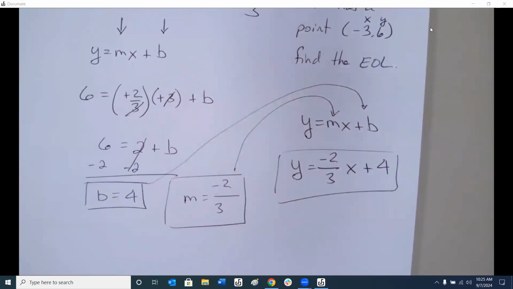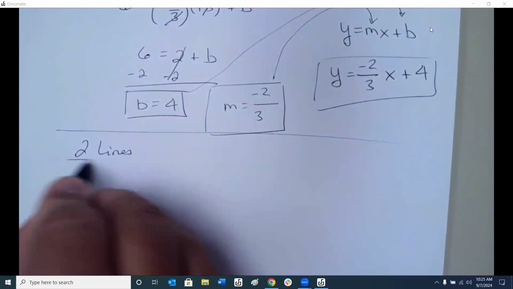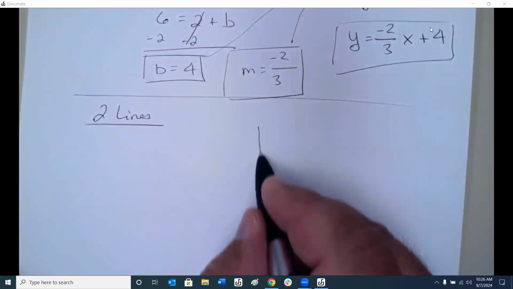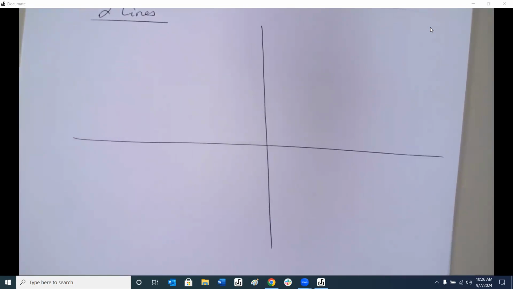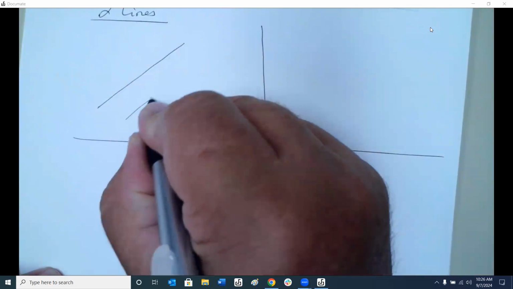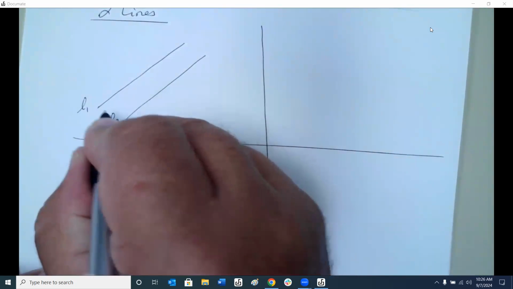So that's if I give you 2 points or a point and a slope, you can figure out the equation of the line. When we deal with two lines, four things can happen. Our lines, that could be line 1, and that could be line 2.